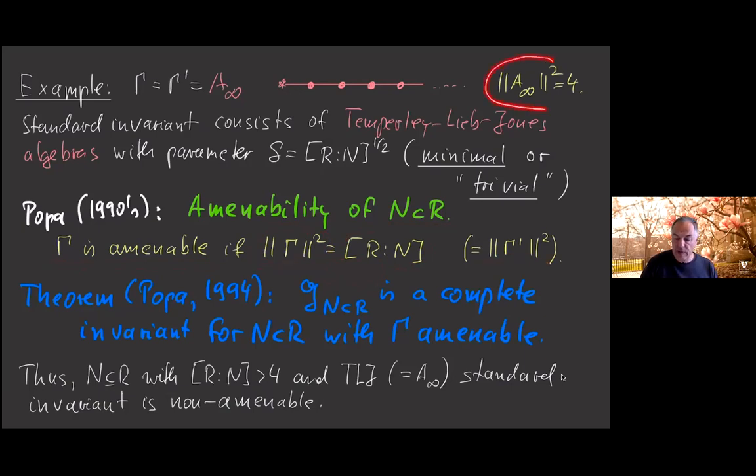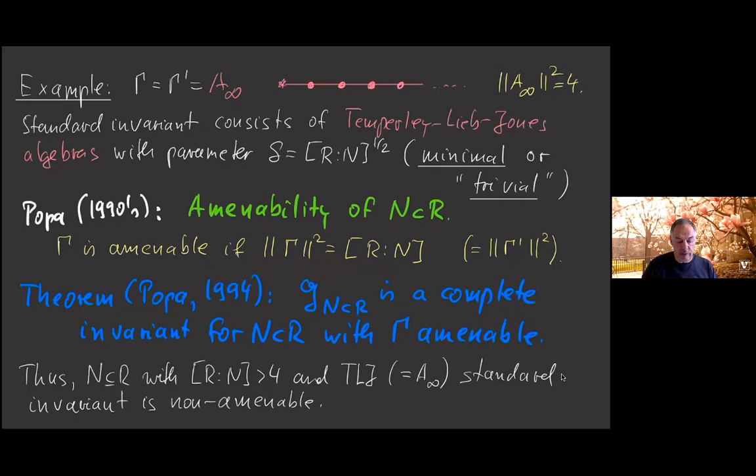For instance, in the case of A infinity, you can do it as an exercise. The norm squared would be 4. And the subfactor, the graph rather, will be called amenable precisely when the norm squared is equal to the index, okay? So in general, the norm squared is less than or equal to the index. We always have this inequality. And when it's equal, well, then we call the graph amenable.